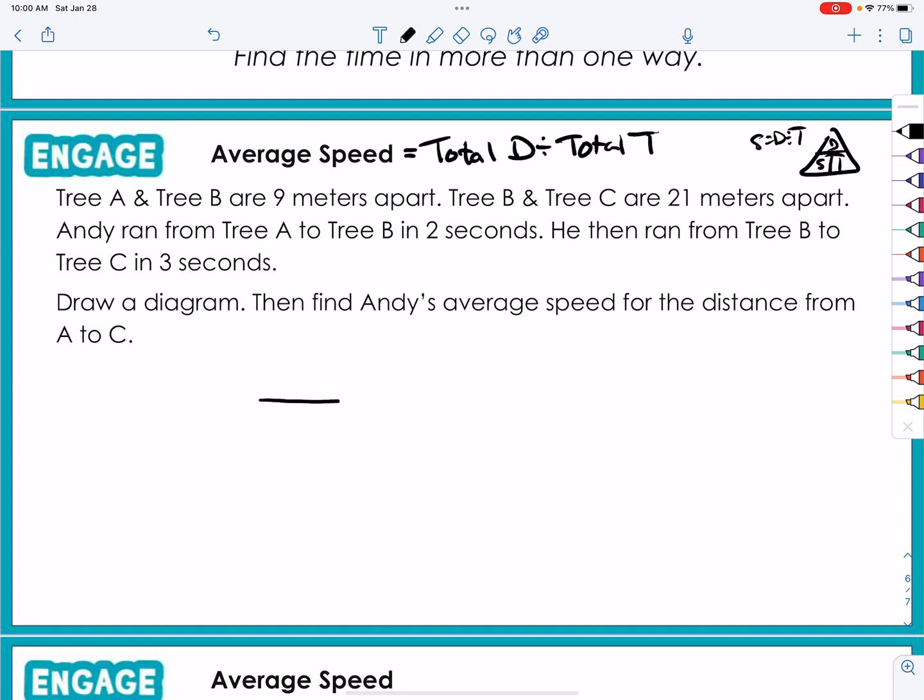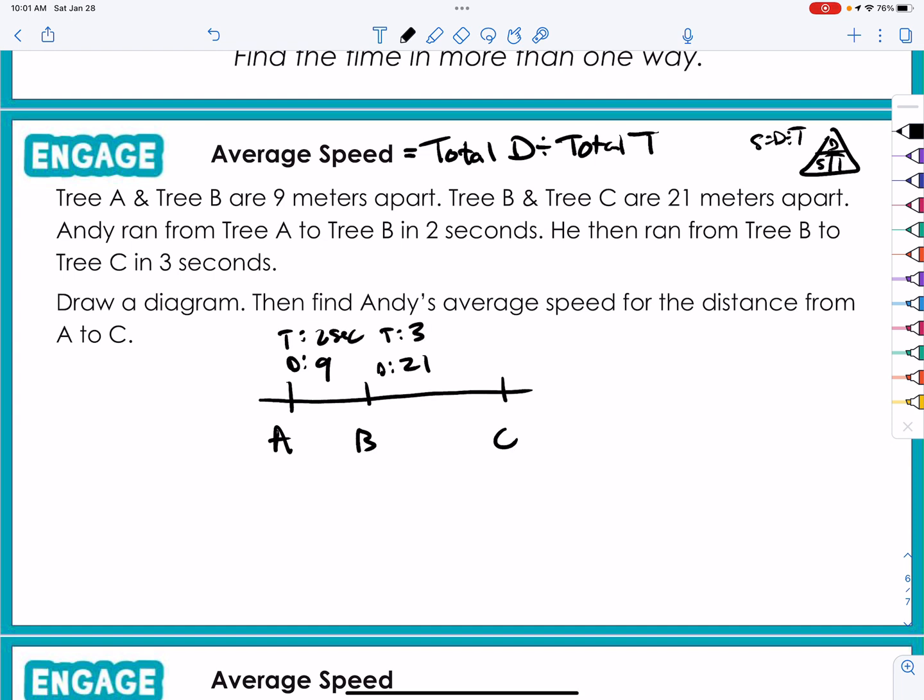So if we think about this visually, we have A to B to C. And now, as you can tell, mine is not drawn to scale. I am going to scooch it just a little bit, because we know A to B is 9 meters apart, so our distance is 9. And then B to C, that distance is 21 meters. He ran from A to B in 2 seconds, and then from B to C in 3 seconds. So it looks like he got up to speed and then was a much faster runner.